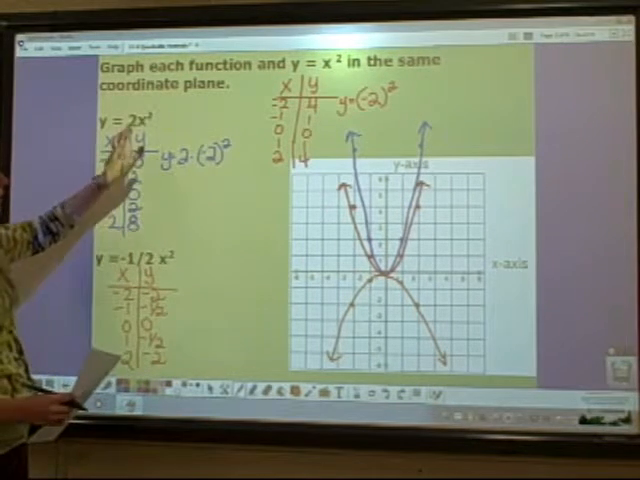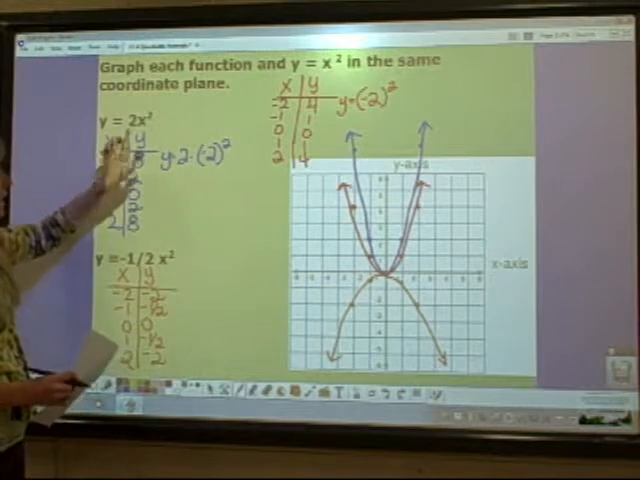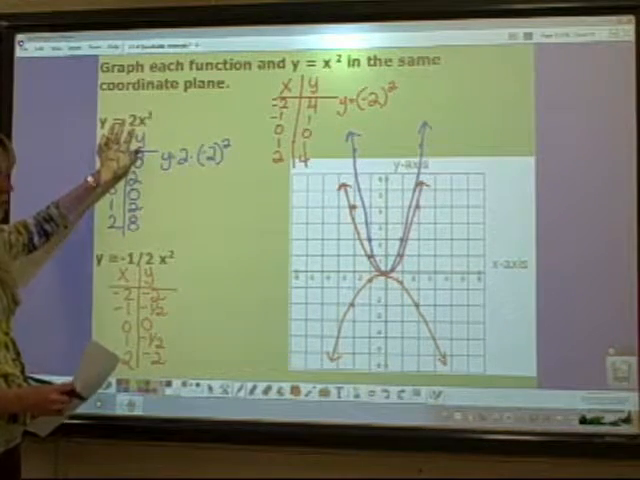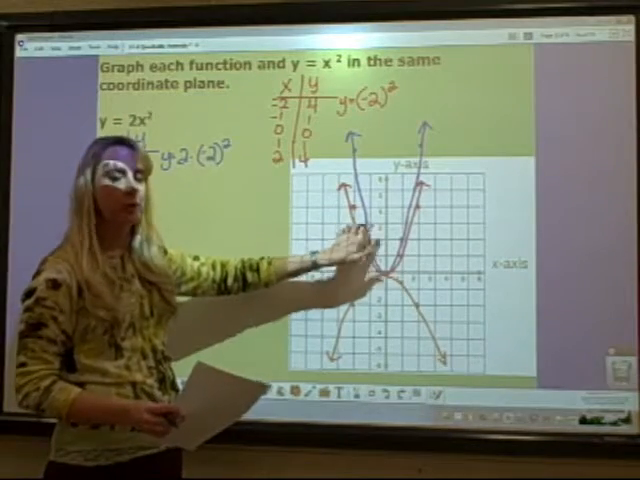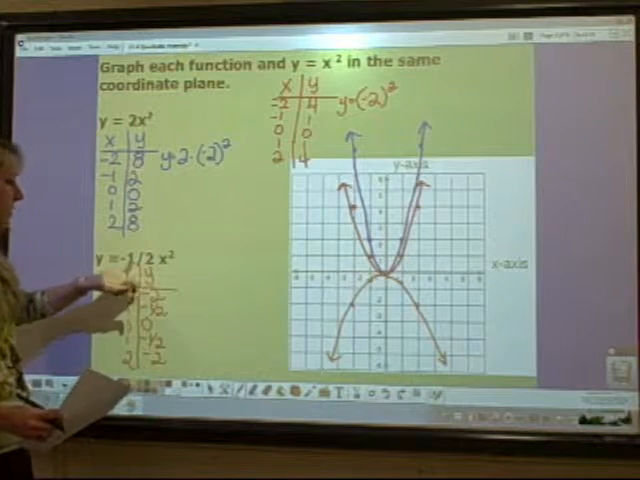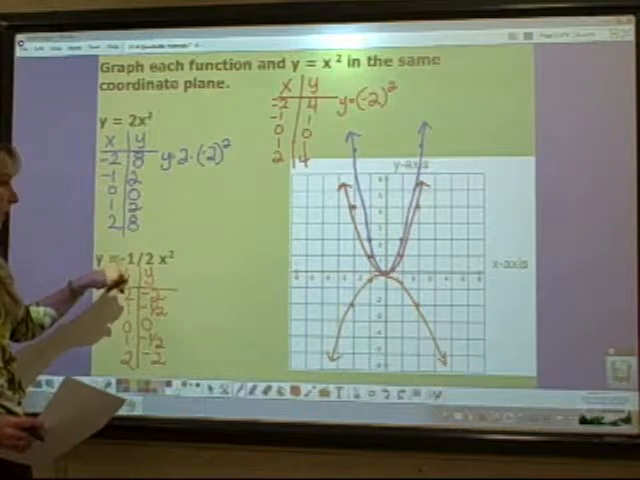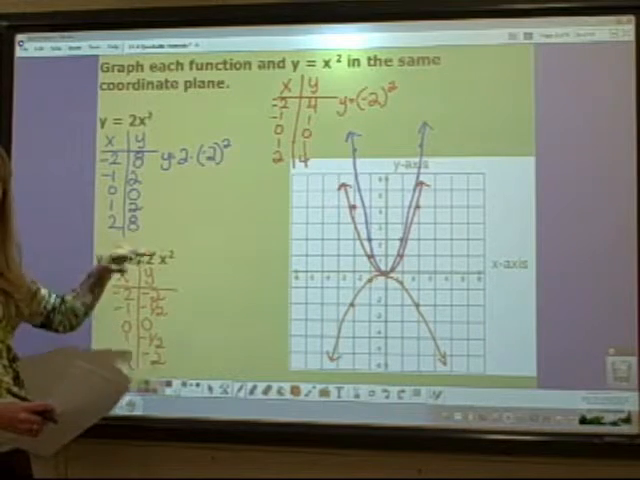Leading coefficient is positive, it goes in an upward direction. If that leading coefficient is bigger than 1, it's going to be a narrow parabola. If it's between 0 and 1, so it's a fraction, it's going to be wide. And if it's negative, it's going to go in a downward direction.